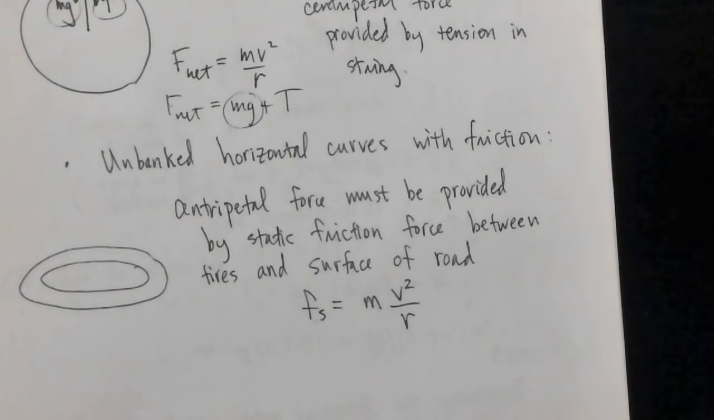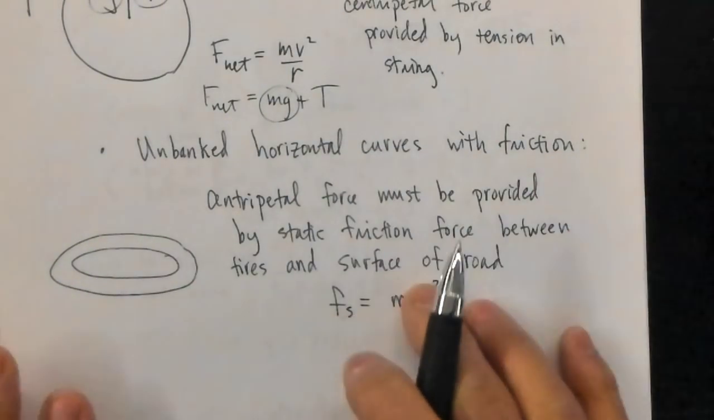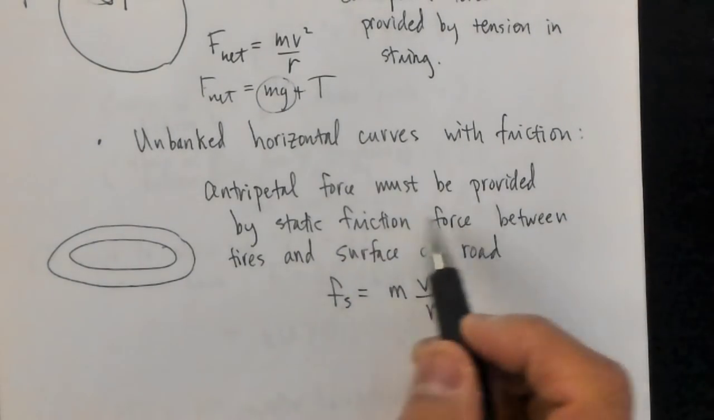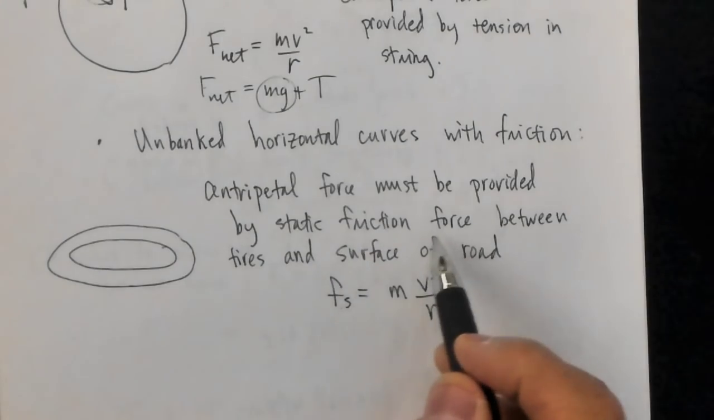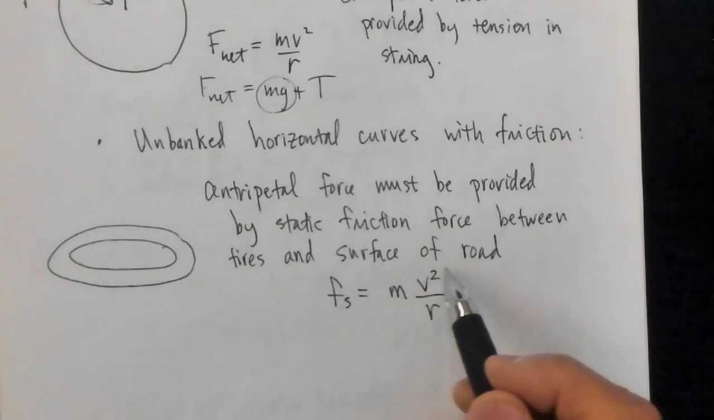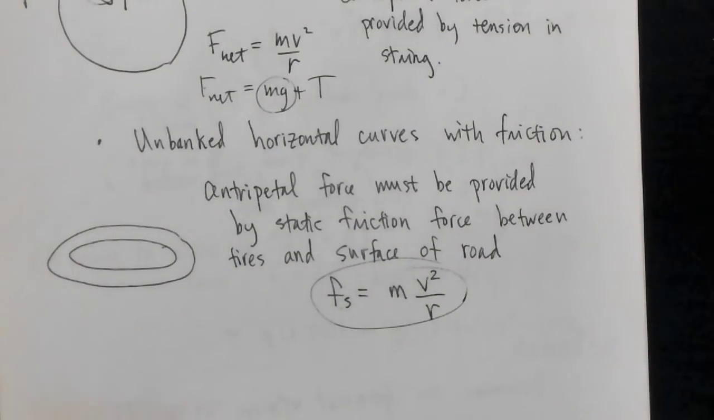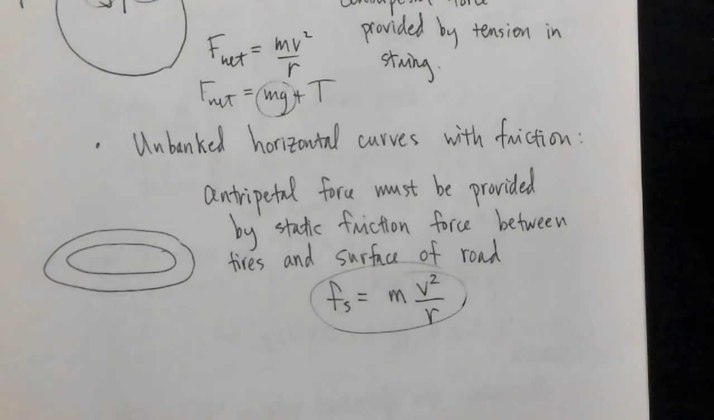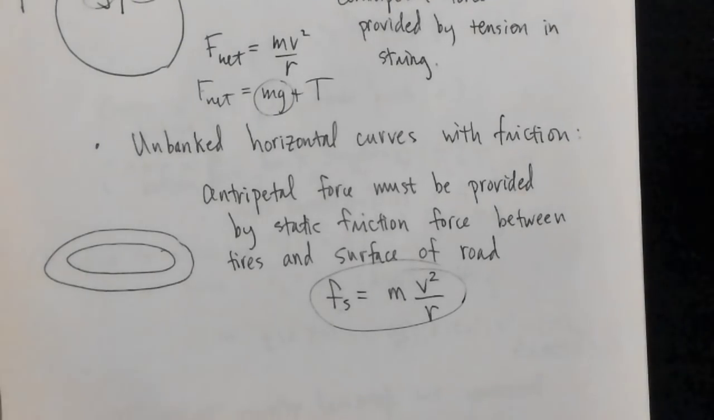All right. Now, if we have an unbanked curve, in other words, a horizontal surface, and you go around a circle, then the centripetal force must be provided by the static friction force between the tires and the surface of the road. So the static friction force needs to be mv squared over r. Okay. Questions about this? All right.